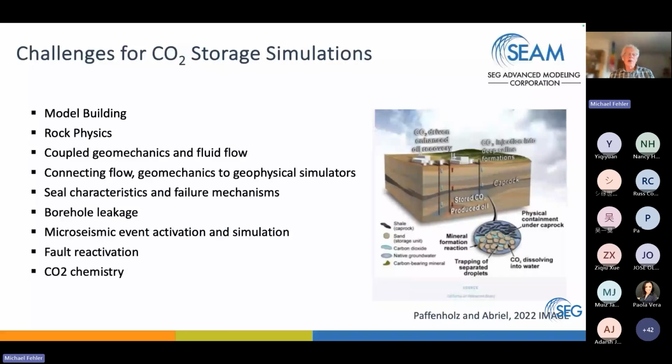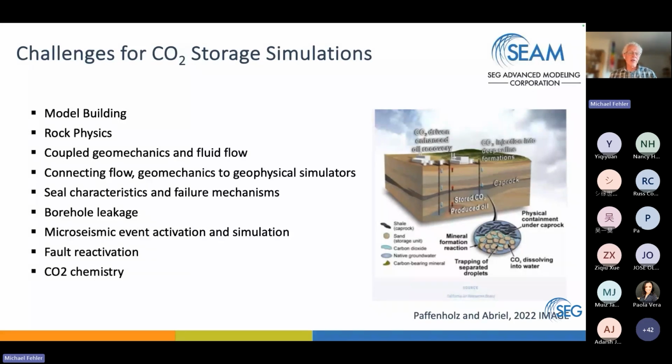Challenges for CO2 simulations. We are trying to do simulations that go from building a geological model to doing reservoir simulation and then coupled reservoir geomechanical simulation, and then finally transferring the output of those into geophysical parameters and doing geophysical simulations. So it's a big challenge, and we're learning. We're trying to learn from our mistakes, and there are a lot of challenges.